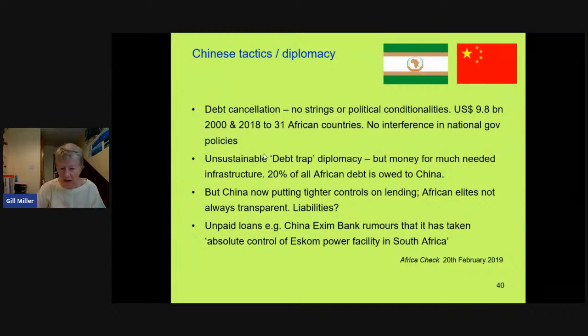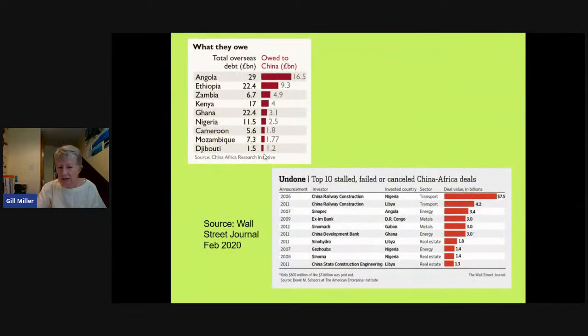Unpaid loans, rumored. And here you can see how much overseas debt is owed to China. Angola, huge amount, 16.5 billion pounds owed to China. And it's a small country with oil, not very much more. And at the bottom table then, the stalled, failed, cancelled deals.